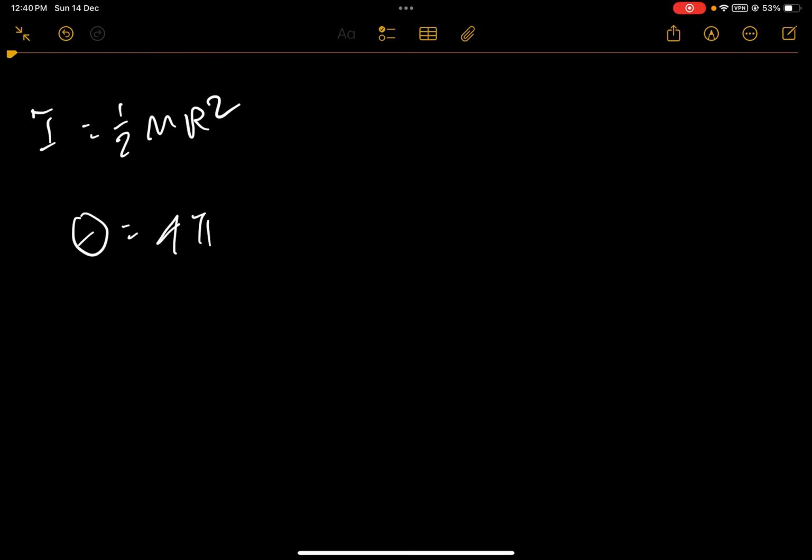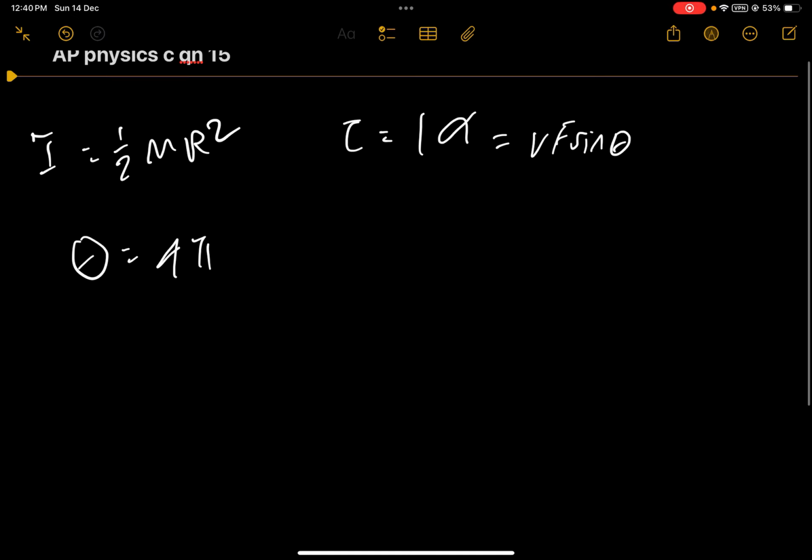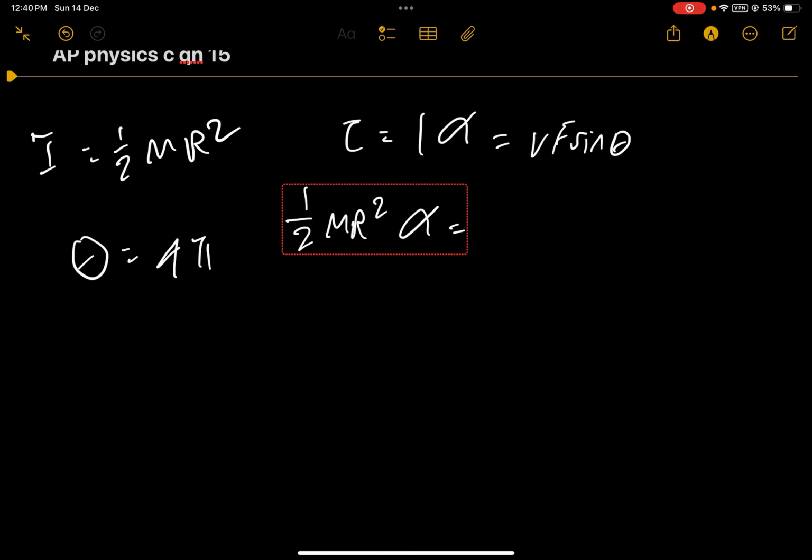There is definitely torque caused by the brake on the disk. Remember that torque equals I alpha, which is also equal to R F sine theta. Let's set these equal to each other. We know that the radius is r. We know that the force caused by the brake is going to be the normal force. And hence, remember that the equation for frictional force is going to be this.